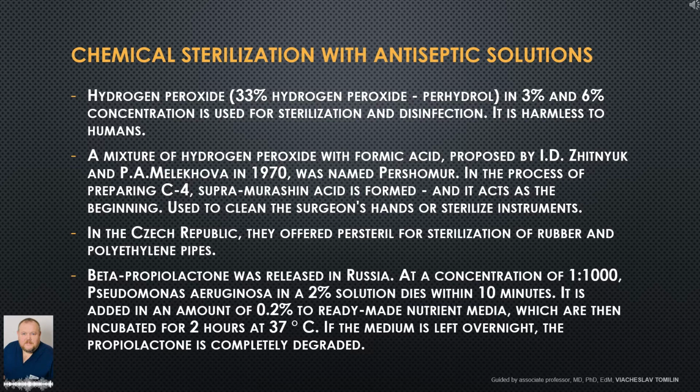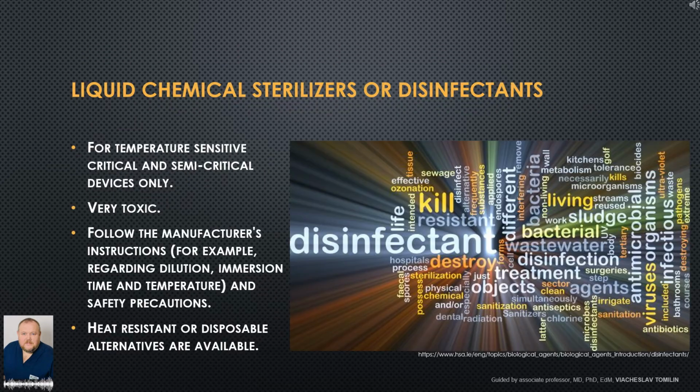In the Czech Republic, they offered PRE-STERIL for sterilization of rubber and polyethylene pipes. Beta-propiolactone was released in Russia. At a concentration of 1 to 1000, Pseudomonas aeruginosa in a 2% solution dies within 10 minutes. It is added in an amount of 0.2% to ready-made nutrient media, which are then incubated for 2 hours at 37 degrees Celsius. If the medium is left overnight, the propiolactone is completely degraded.